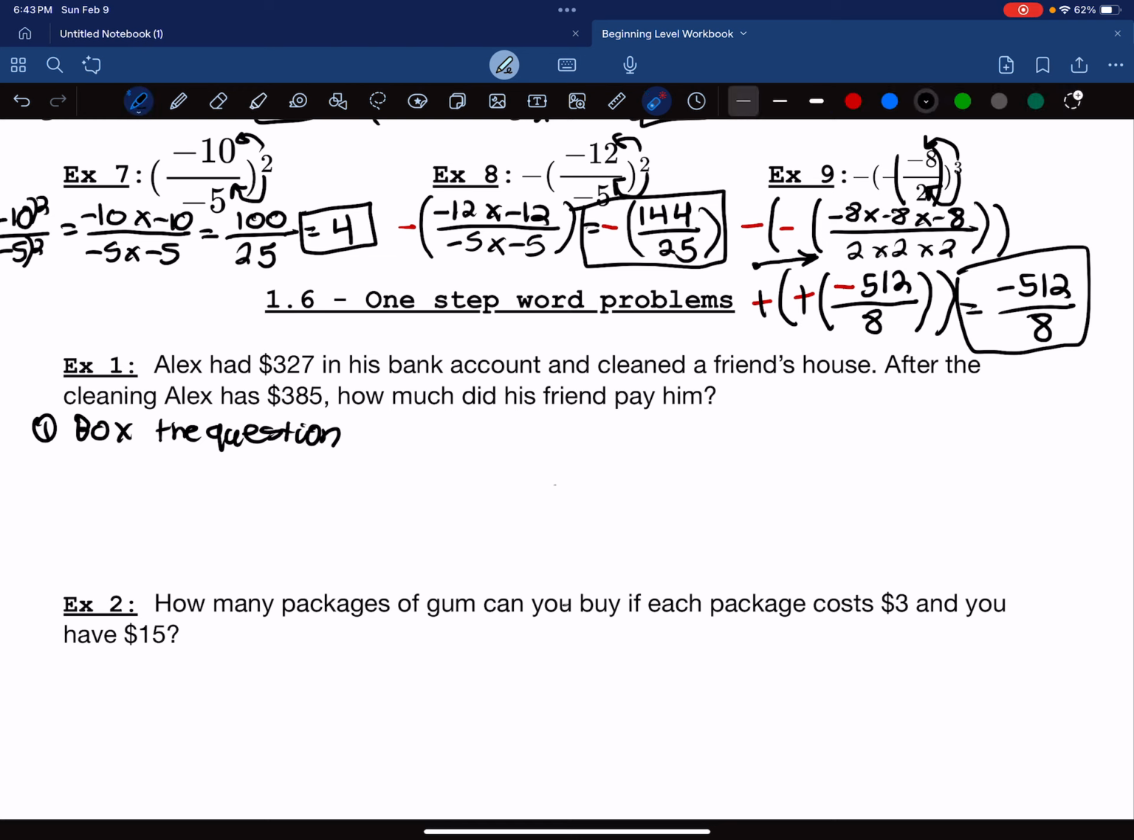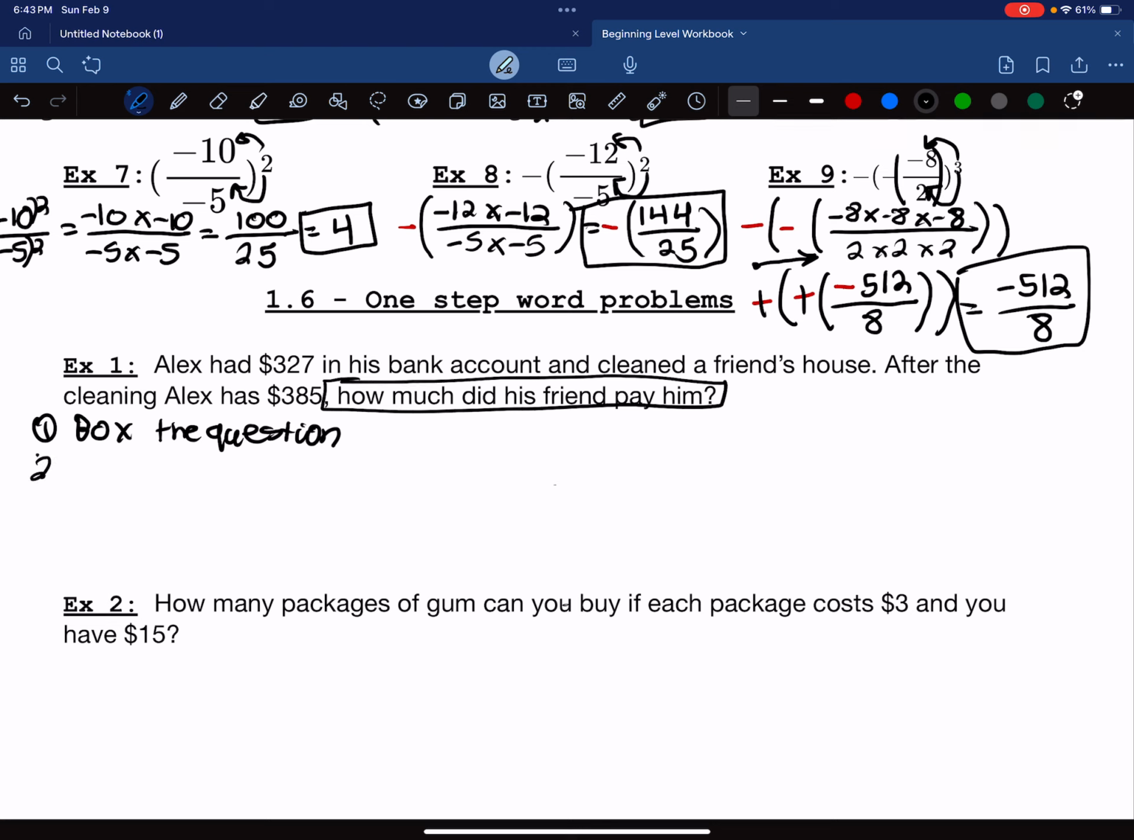So Alex had $327 in his bank account and cleaned a friend's house. After the cleaning, Alex has $385. How much did his friend pay him? So the question is, how much did his friend pay him? That's what we're trying to figure out. So let's box this question, because that's what our question is.